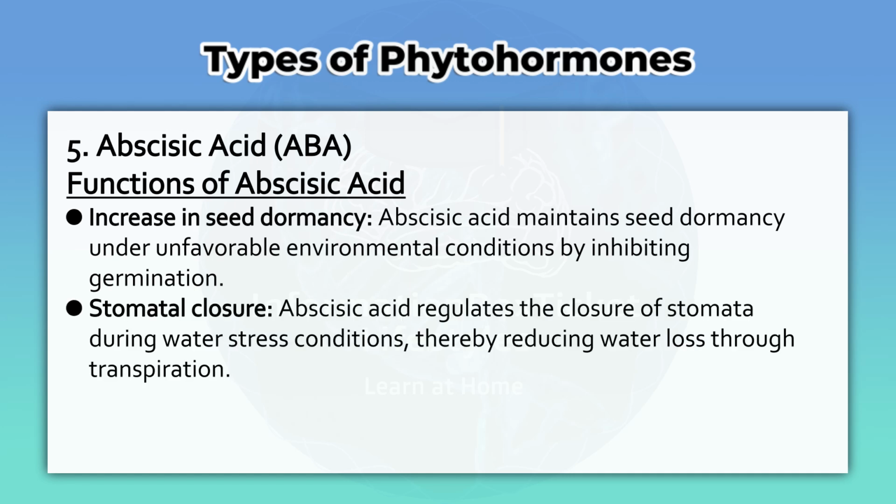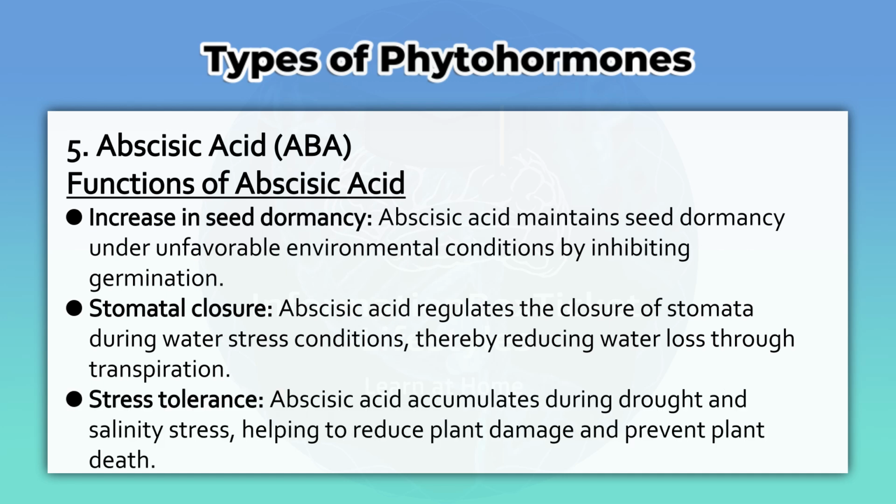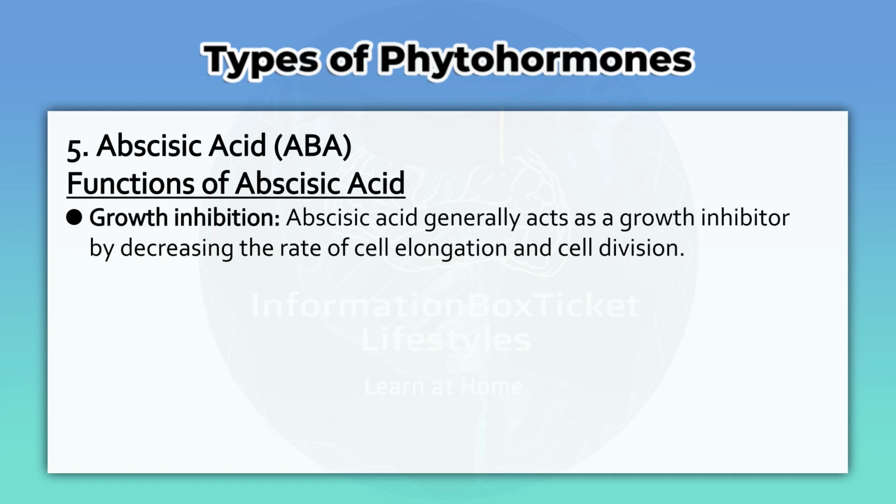Stomatal closure. Abscisic acid regulates the closure of stomata during water stress conditions, thereby reducing water loss through transpiration. Stress tolerance. Abscisic acid accumulates during drought and salinity stress, helping to reduce plant damage and prevent plant death. Growth inhibition. Abscisic acid generally acts as a growth inhibitor by decreasing the rate of cell elongation and cell division.